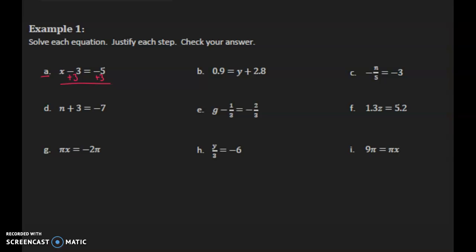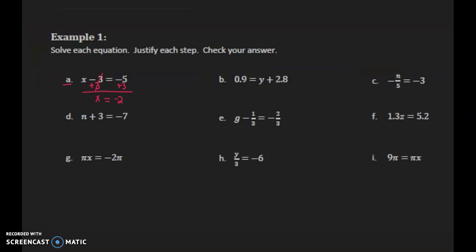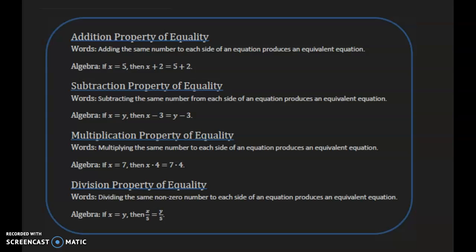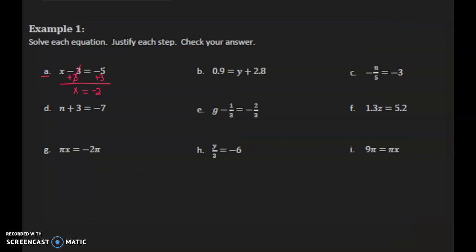So we add 3 on the left, negative 3 plus 3 is 0, so that just leaves us with x. And on the right-hand side, we add 3, negative 5 plus 3 is negative 2. So x equals negative 2 is our answer. Now it also says to justify each step. That means tell which property of equality you used. They are referring to these properties. So since we added 3 to both sides, we use the addition property of equality.